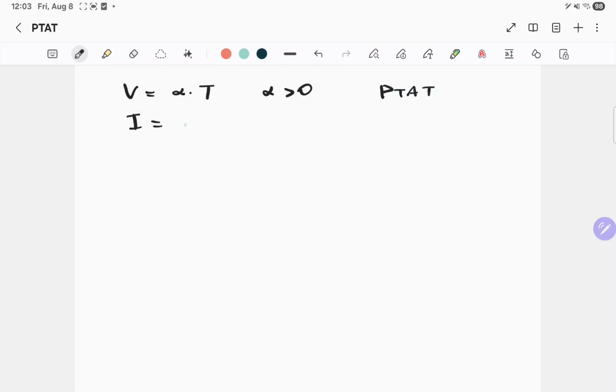Same if you have a current with alpha positive, that would be a PTAT current reference.